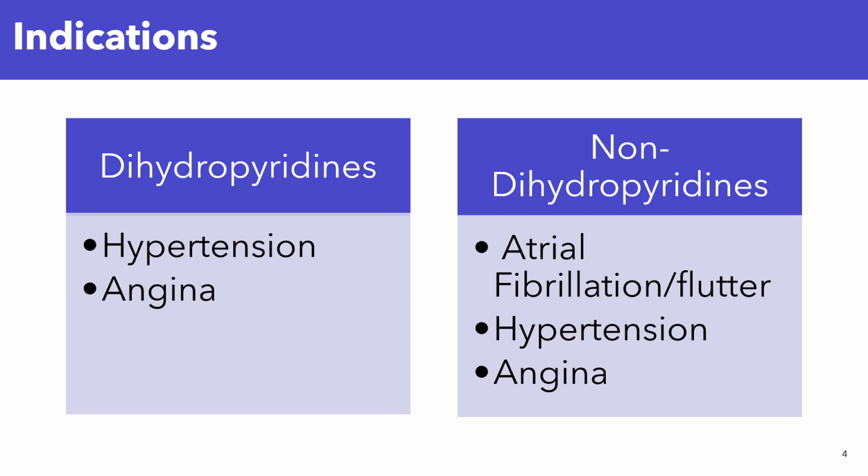What are calcium channel blockers used for? Dihydropyridine calcium channel blockers, like amlodipine, are commonly used to treat hypertension. They can also be used in angina. Non-dihydropyridines like diltiazem or verapamil can be used for atrial fibrillation and atrial flutter. They can also be used for hypertension, definitely not first class for hypertension, but they can also be used for that, and can also be used for angina.